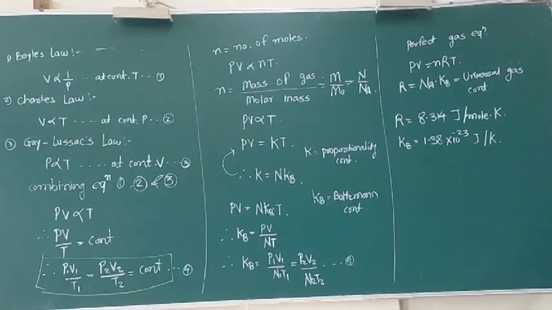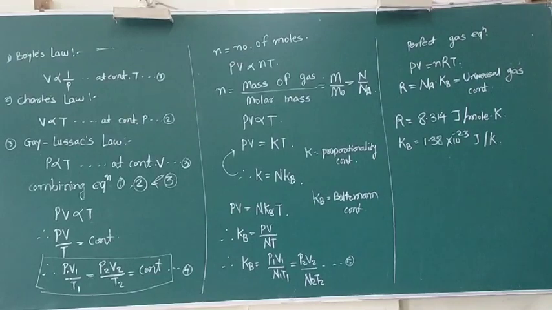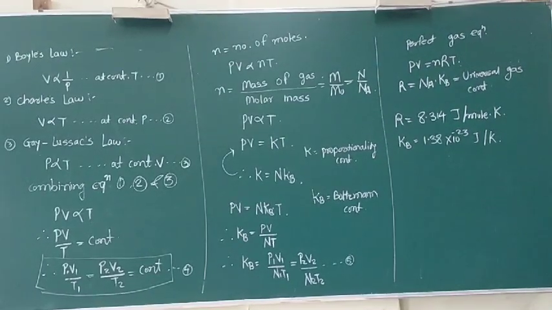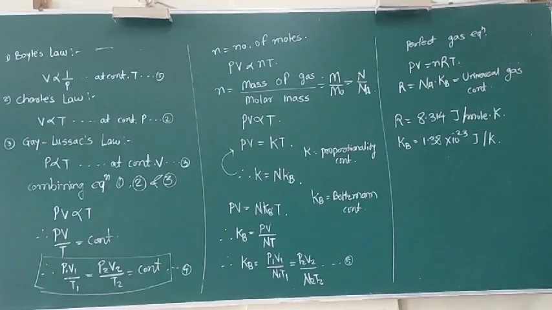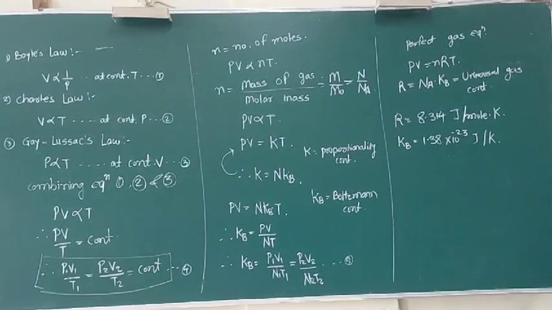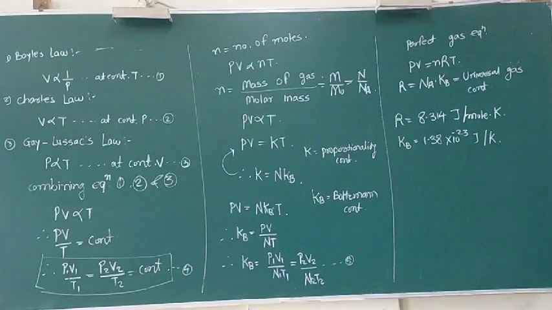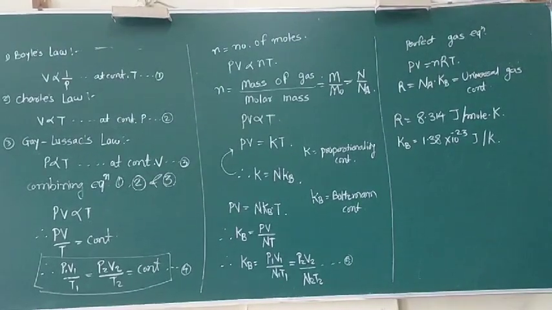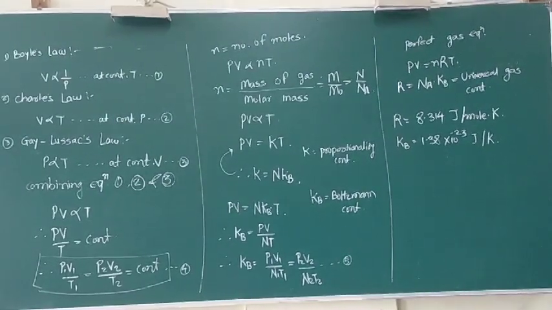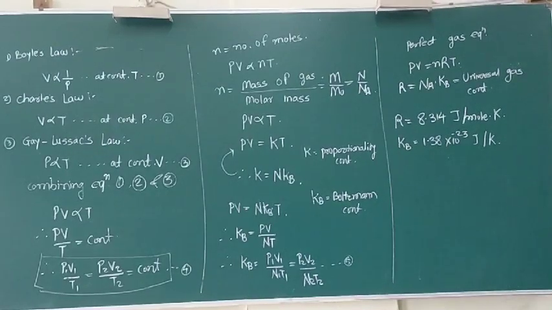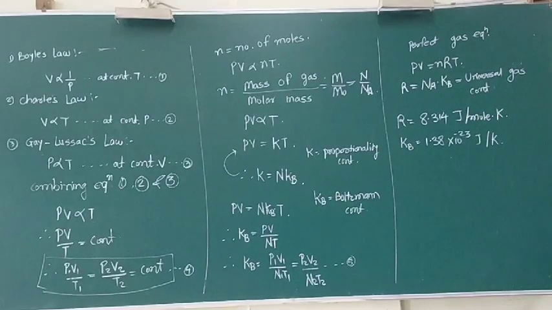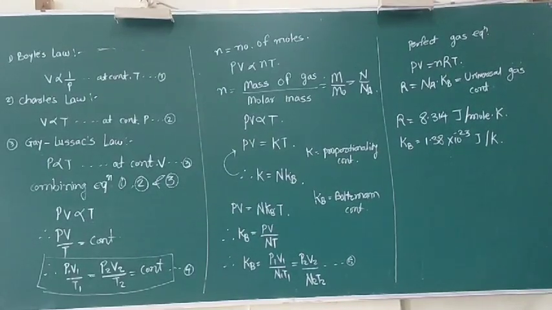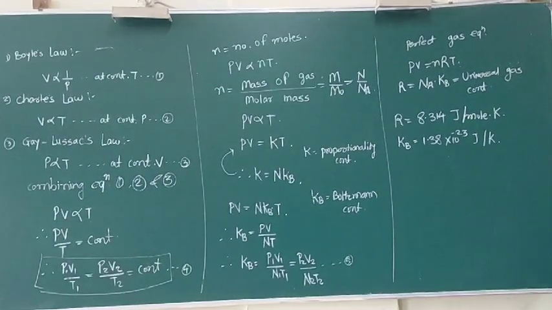Okay. So we know that the perfect gas equation or ideal gas equation is PV is equal to nRT. R is the universal gas constant. Therefore, R is equal to Na into Kb, where Na is the Avogadro's number. The value of the universal gas constant is 8.314 joule per mole Kelvin, and the value of the Boltzmann constant is 1.38 into 10 raised to minus 23 joule per Kelvin.